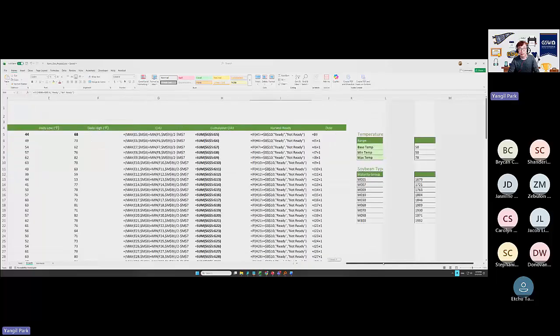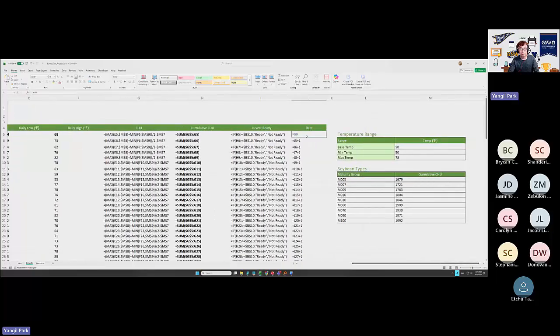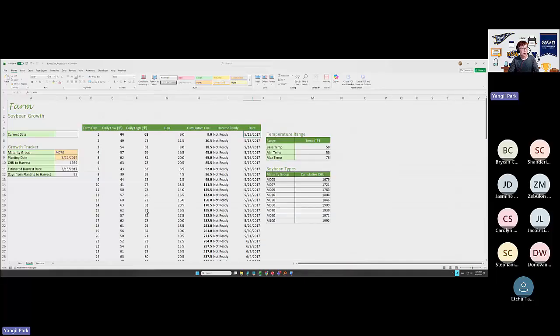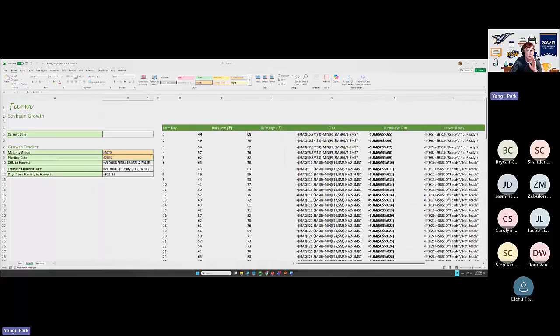Then the date column is simply autofilled with the date coming from B9, which is the planting date. Okay, we assume the planting date is like 2017. What else do we have in column B? Okay, again, the retrieve CHU, that's what we had. Estimate harvest date.